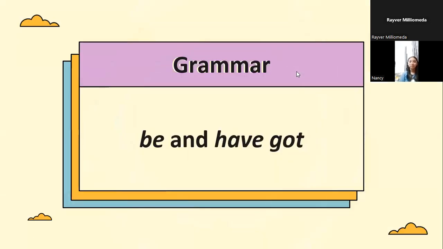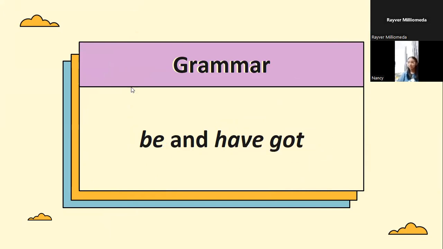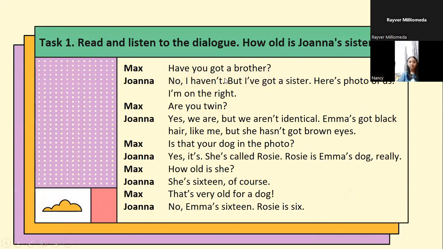That's good. So here we have our first grammar. Please read. Be and have got. Okay. So this is our first two grammar points, be and have got. Now, in this lesson, we are going to learn how we can form a sentence by using be and by using have got. So prepare yourself. Here is an example. Read and listen to the dialogue.